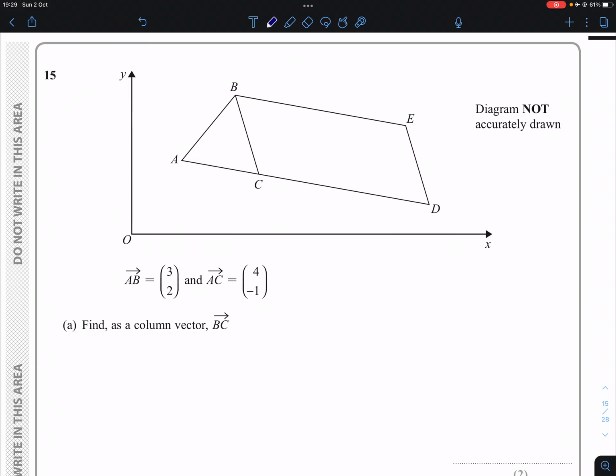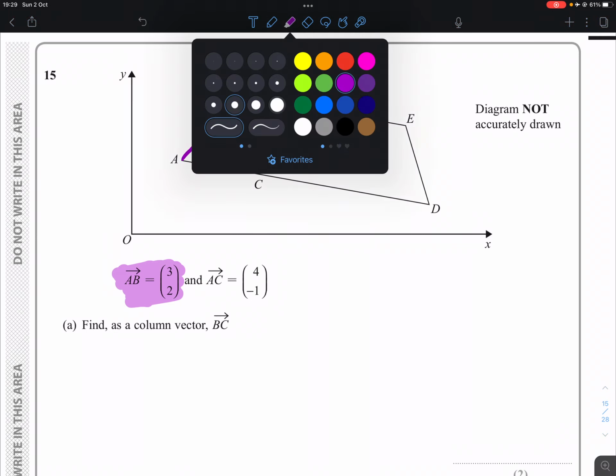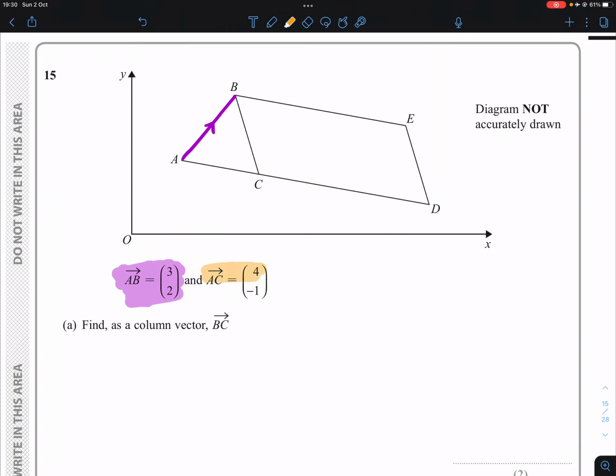Question 15. We have a diagram which is declared as not accurately drawn. We have points A, B, C, D, E as follows. We are given two vectors. One of them is the vector A to B, which is (3, 2), which I can represent using this arrow here. And our second vector that we are given is A to C, which is (4, -1), which means that this vector A to C as follows is (4, -1).